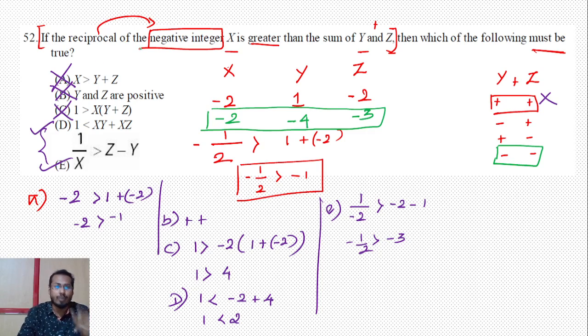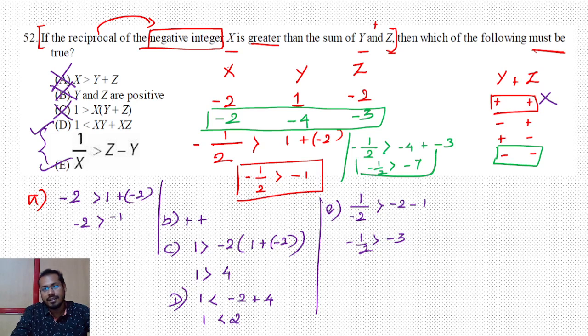First we need to check the question. If it satisfies, then only we check for D and E. Okay, right. So the reciprocal of x is negative 1 by 2, that is greater than y plus z, negative 4 and negative 3. If I add this, negative 7. So this is right. Okay, now let's take those numbers and check with option D.